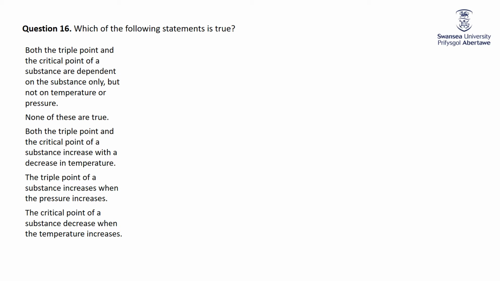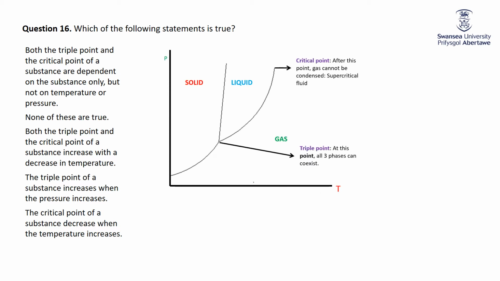Which of the following statements are true? They're all about triple points and critical points. So let's draw a pretty little picture. Here is the triple point, at which all 3 phases can coexist, and it is a particular temperature and pressure. The critical point occurs at a particular temperature and pressure. So we can go through with that knowledge and look at them. Both triple point and critical point depend on the substance only, not on temperature and pressure. Kind of like the idea of that.